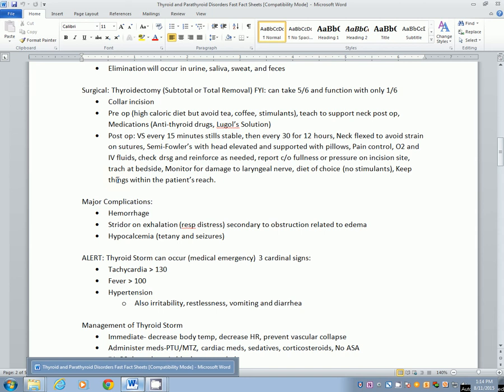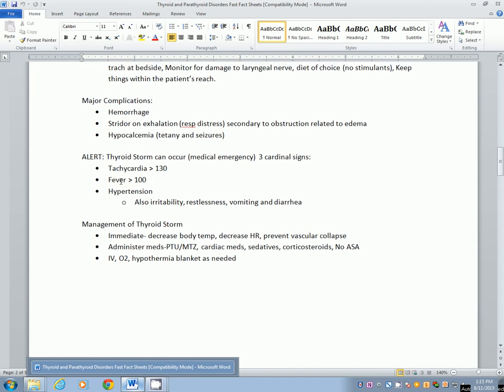Check the dressing and reinforce it as needed. And monitor for damage of the laryngeal nerve, because that can occur. Diet of choice, no stimulants. Keep things within the patient's reach. Some major complications that can occur are hemorrhage, stridor, and hypocalcemia, resulting in tetany and seizures.